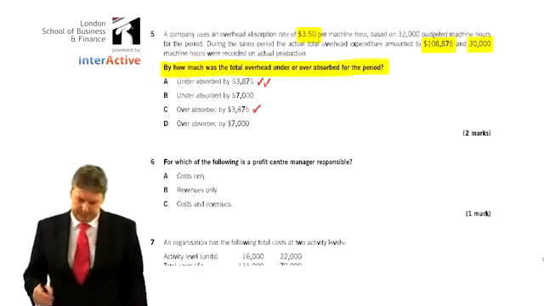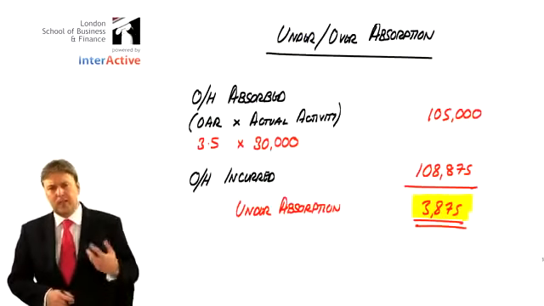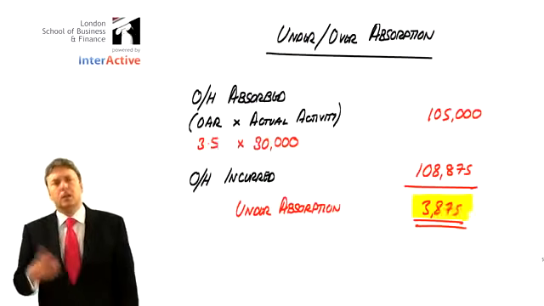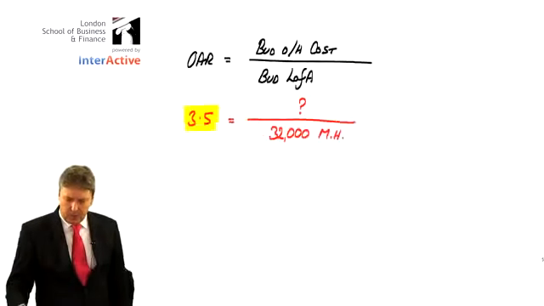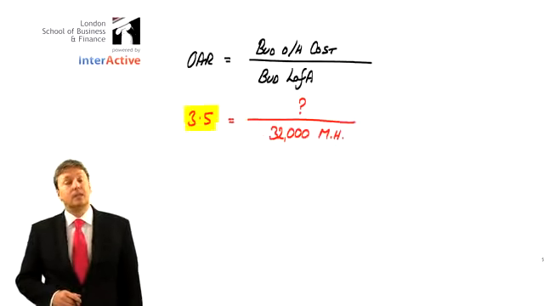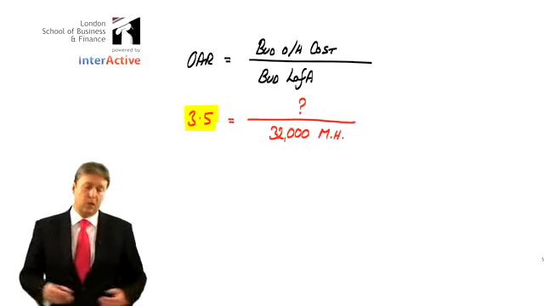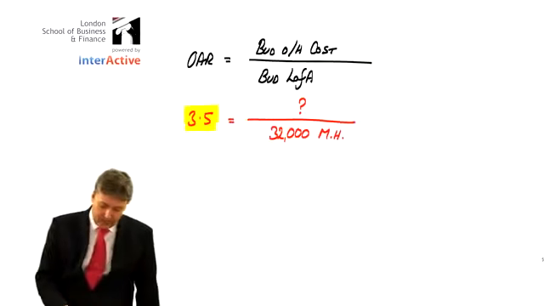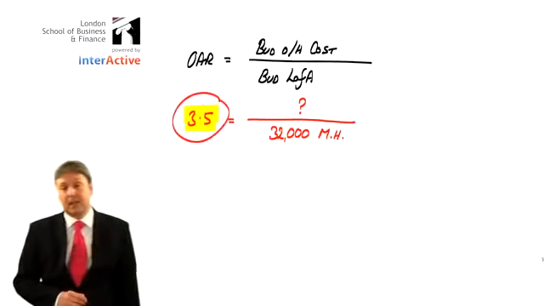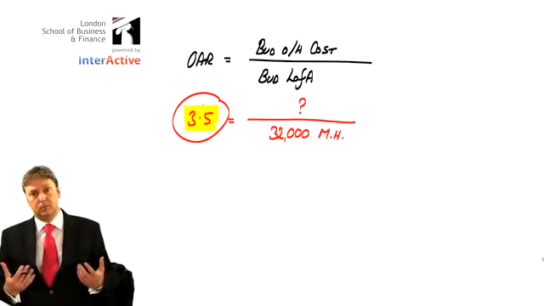In recap, if we're looking at under-over absorption, this is the working that you need. The overhead absorbed compared to overhead incurred. It's very possible that you will need to calculate an overhead absorption rate first of all. Here we could work backwards to establish the budgeted overhead cost, but as we've already established, we were given the overhead absorption rate without having to do so.